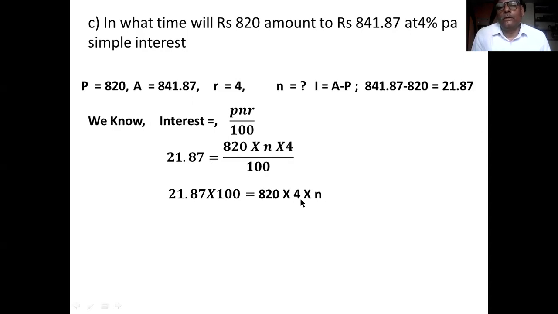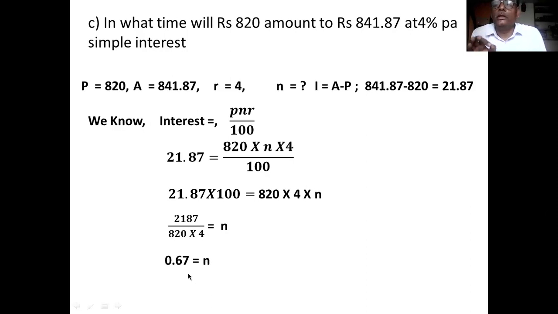You take 820 and 4 to the left hand side. So 21.87 into 100 is 2187. And 820 into 4 are on the right hand side. You take them to the left hand side, then that comes under the denominator. Denominator, you know it. So 2187 divided by 820 into 4 is equal to N. Therefore, 0.67 is equal to N.